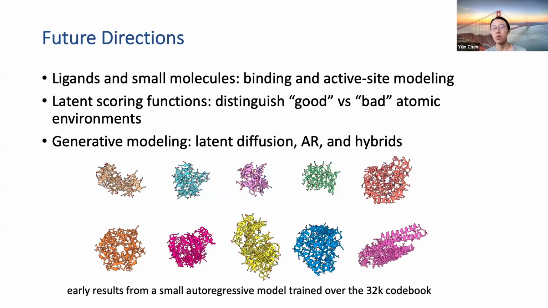And down here, I'm showing some early results from a small autoregressive model, GPT style, trained over the discretized codebook that we got in training. And it's starting to generate some reasonable refoldable structures. So that's pretty interesting to see.